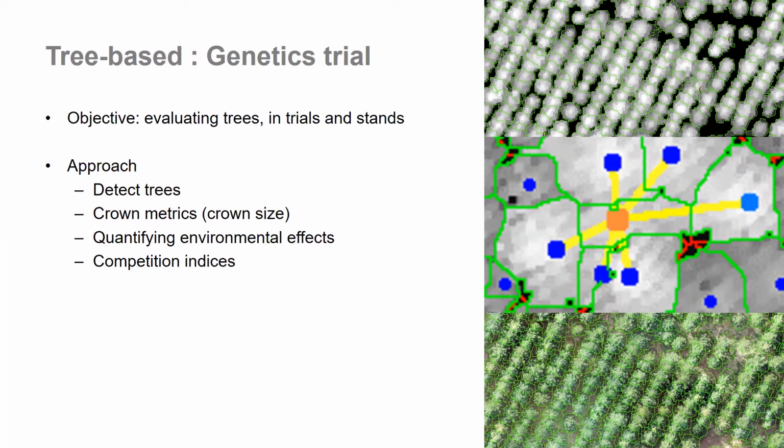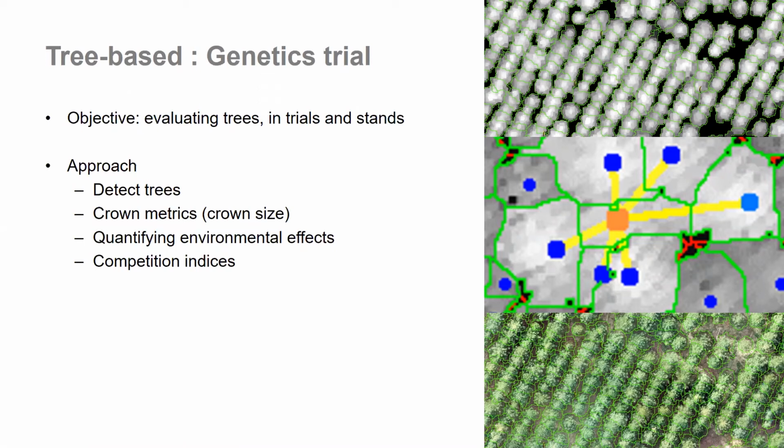In our tree-based phenotyping work, it's carried out in a genetics trial, but also applicable to forest stands. The approach is to detect individual trees and then generate crown metrics for those trees. So in this study, we did that using LiDAR imagery and RGB imagery. These are illustrated at the top and bottom on the right. And then in more recent developments, we've been working on also incorporating the ability to quantify environmental effects and competition effects on tree growth. So competition is illustrated in the middle image there.